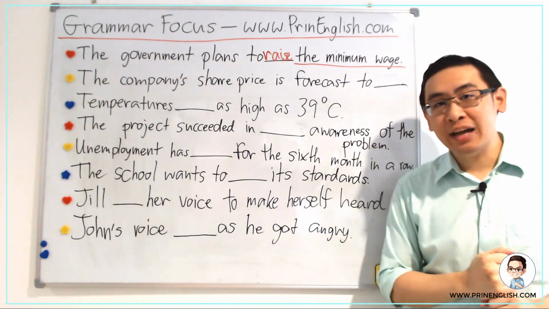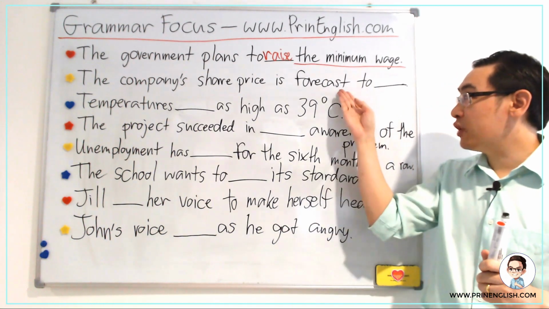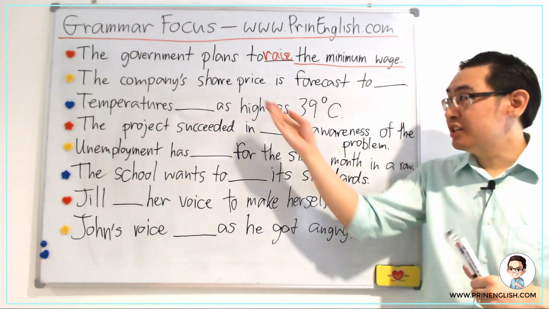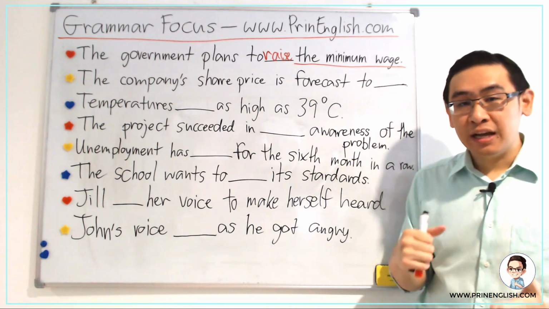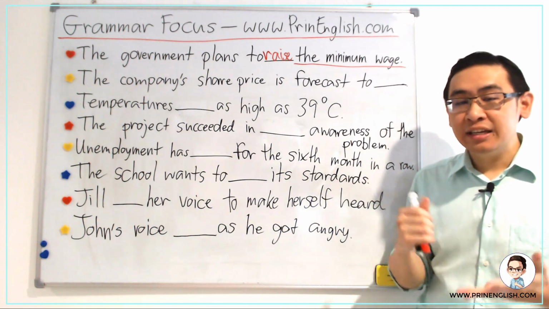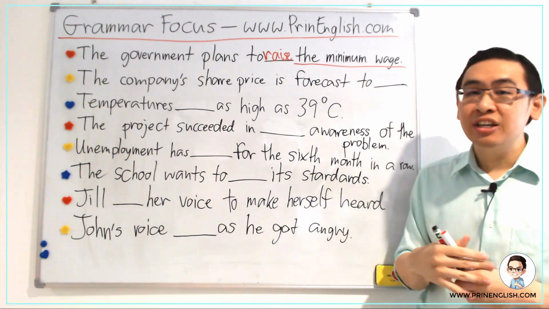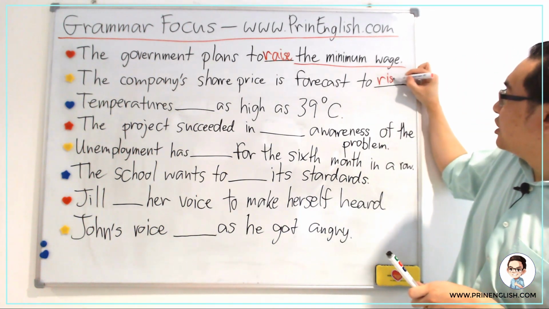Now, let's look at the second sentence with the yellow star. The company's share price is forecast to ... So the sentence is talking about the share price of a single company, which maybe the economists or experts, they see that it is likely to be higher, it is likely to increase. So what's the answer? The answer is rise, okay?